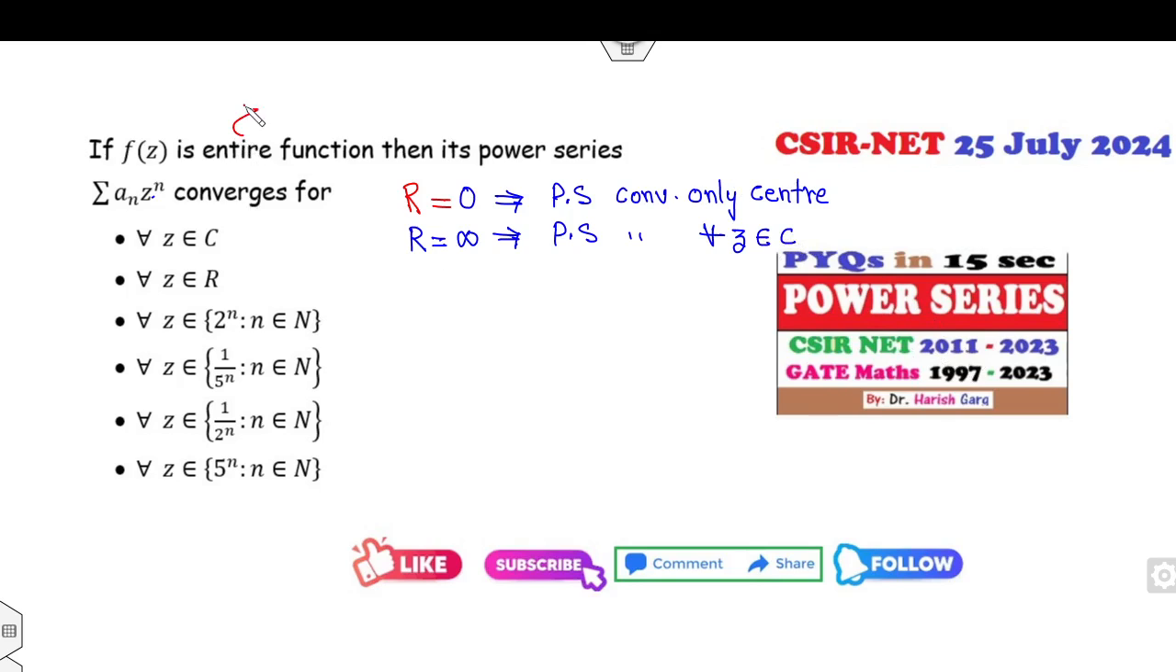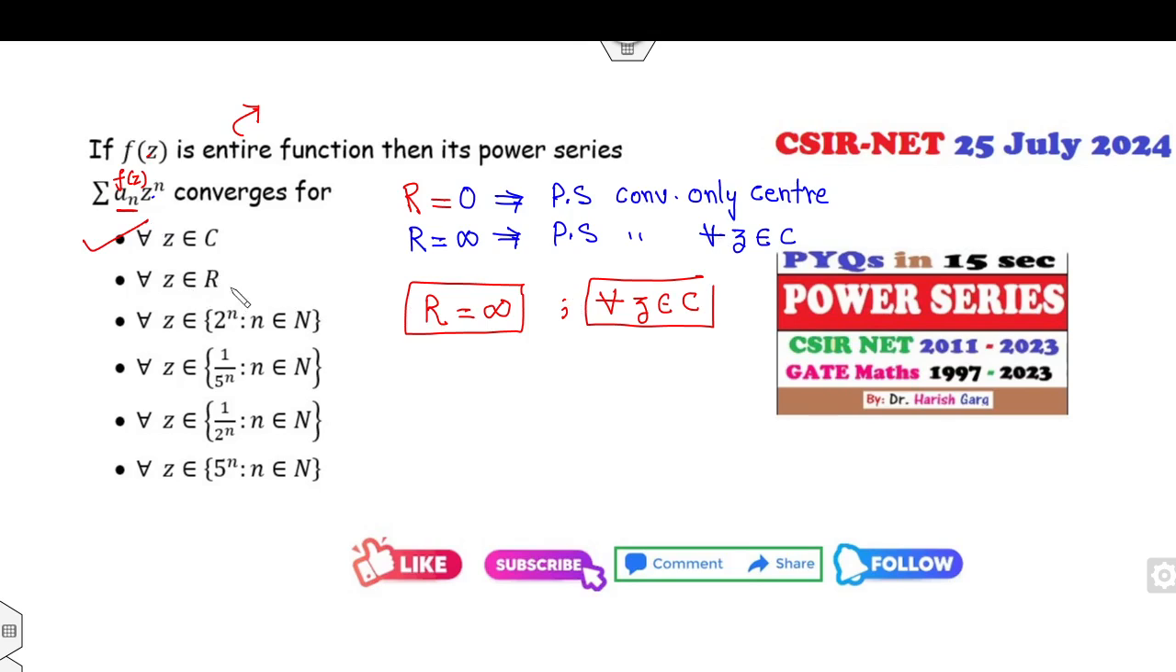Now what is given to you? f is an entire function. Then what is the radius of convergence of this function? f is the entire function, so f(z) into z^n. If f(z) is an entire function, then the radius of convergence will be infinity. Once it is infinity, that means this power series is convergent for all values of z in C. Fine. The first option is the correct option because this is C.